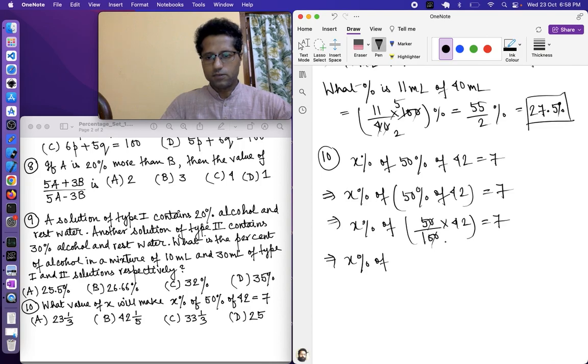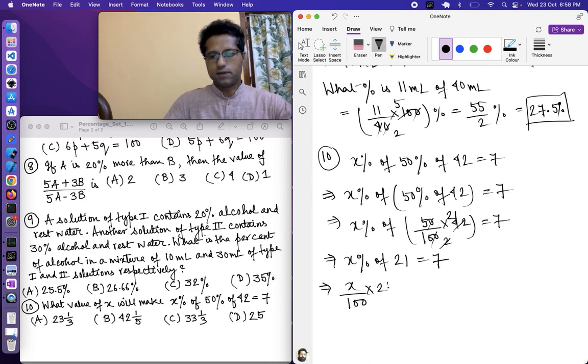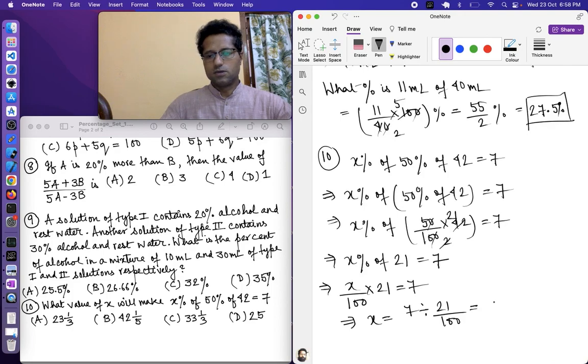Now 50 divided by 100 gives 1 by 2, and 2 divides 42 with 21. So x percent of 21 is equal to 7. It is x by 100 multiplied by 21 is equal to 7. We have to solve for x. X will be equal to 7 divided by 21 by 100, which is 7 multiplied by 100 divided by 21. 7 divides 21 with 3.